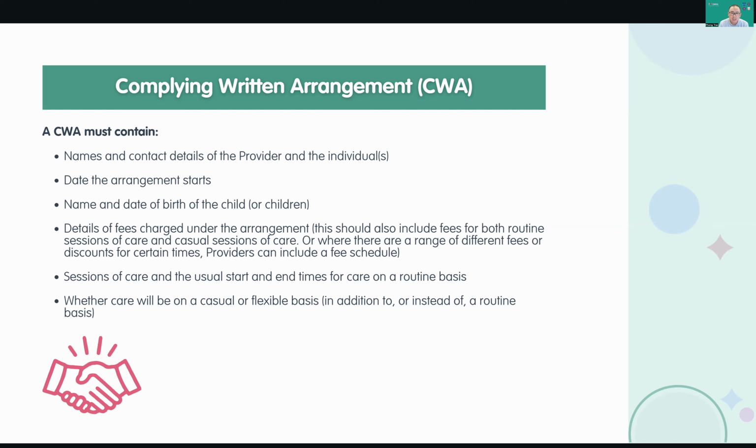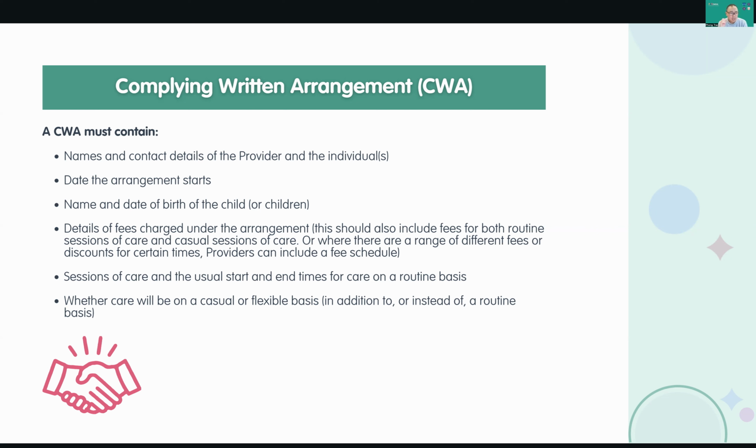A CWA must include the name and contact details of the provider and the individual, the date the arrangement starts, the name and date of birth of the child, and details of the fees charged under the arrangement. This should include fees for both routine sessions of care and casual sessions of care where applicable, and whether the care will be on a casual or flexible basis as well. So they're the key things that need to be included in the CWA. Now, all this information can be done by your software provider or via the PEP.